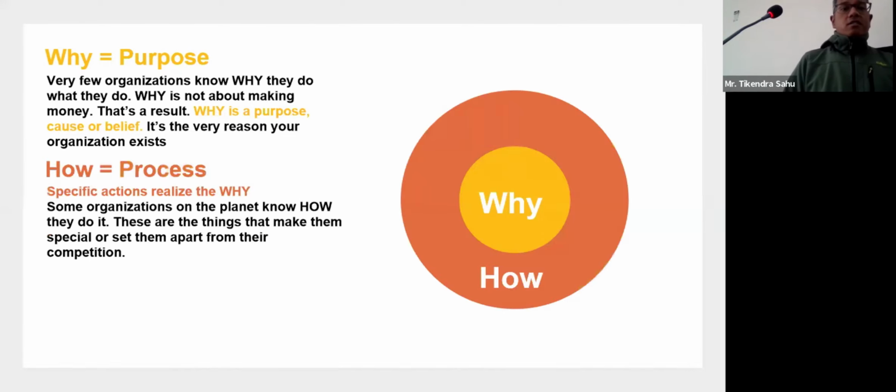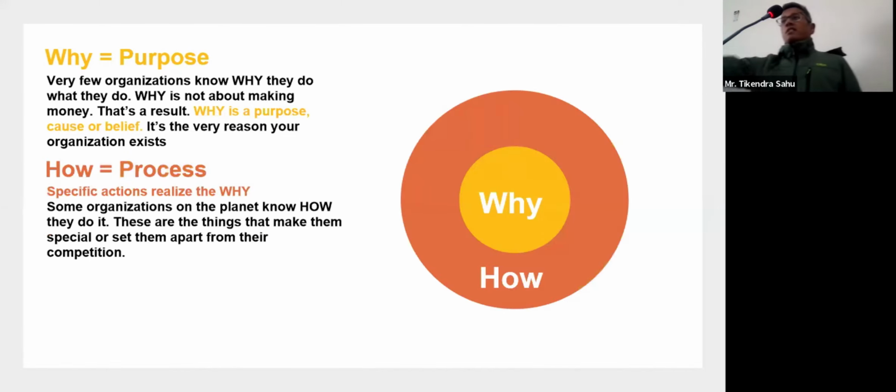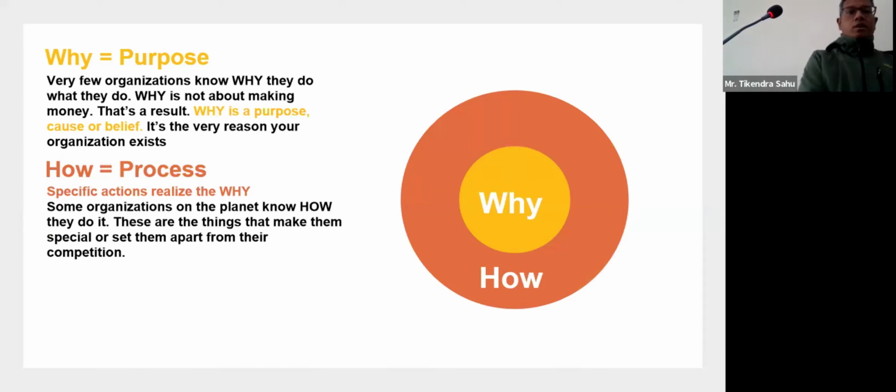The second part is the how question. After you ask the client the why question, you need to figure out how we accomplish that why. The specific action to realize the why. Some organizations on the planet know how they do it. These are the things that make them special or set them apart from the competition.